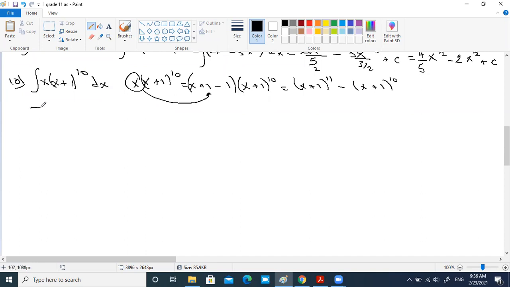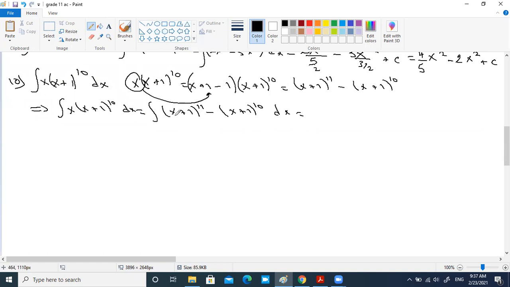Then this means that the integral of x into (x plus 1) to the power 10 dx is equal to the integral, replacing x into (x plus 1) to the power 10 by this. So it's the integral of (x plus 1) to the power 11 minus (x plus 1) to the power 10 dx. And here you can find the integral of each one separately.